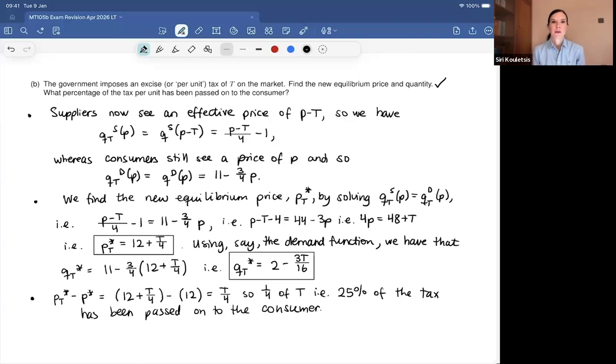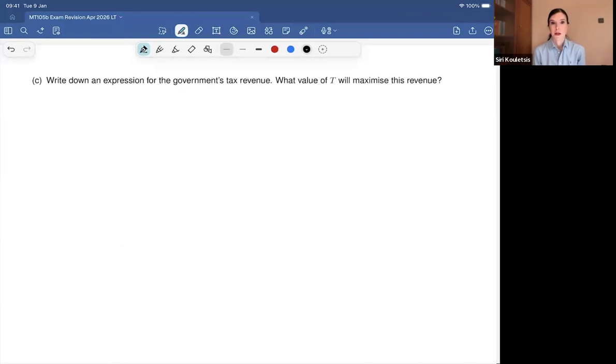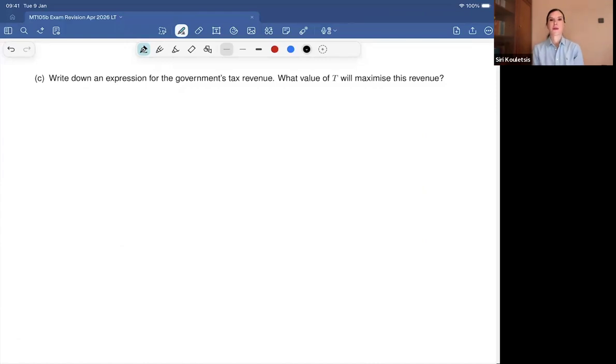So now let's move to, no, we have one more part. I thought we were done, but we are not. Write down an expression for the government's tax revenue. What value of tax will maximize this revenue?